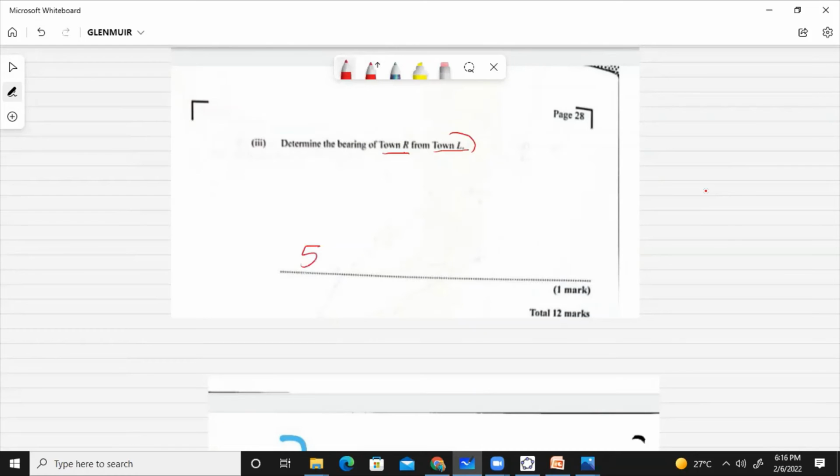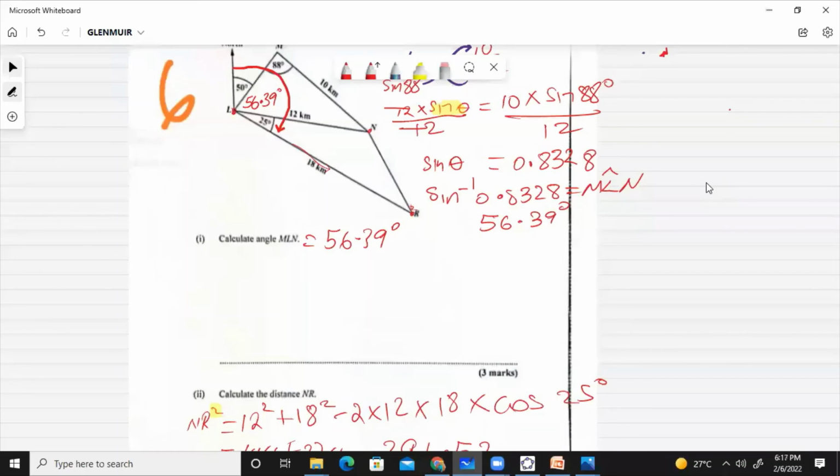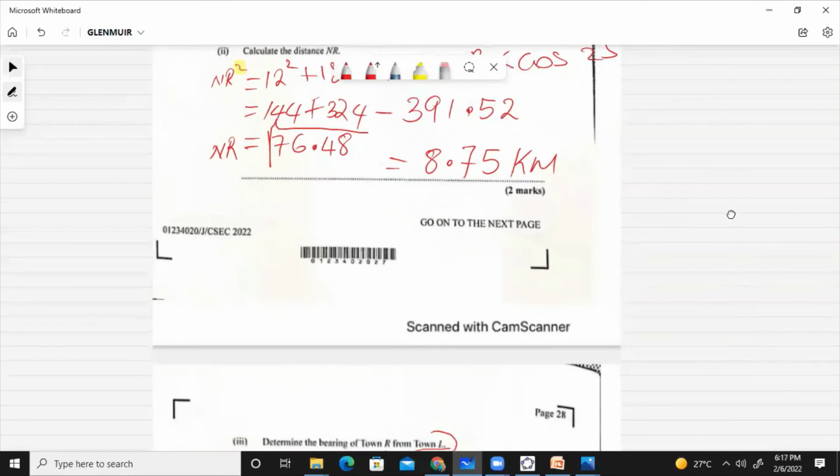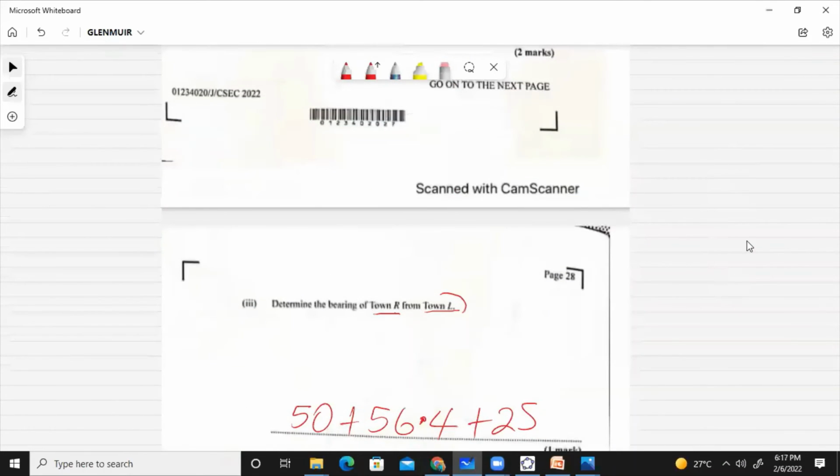50 is here. 50 was there from the beginning. We found 56.39. We could have 56.4. All right, and we have a 25, right? Let me double check if it was. Yeah, I think it was 25. All right, good, 25. So all we have to do is just to put those together, just add up everything.